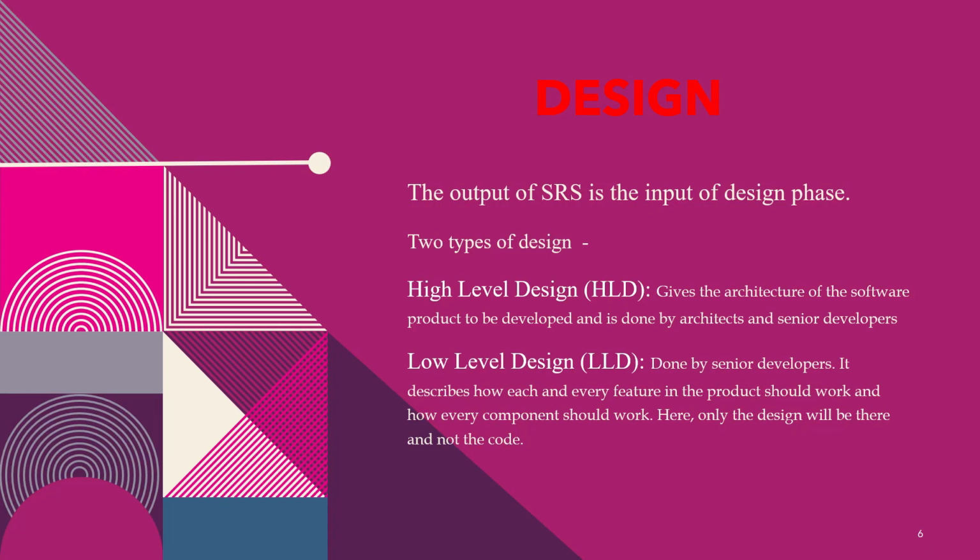Design. There are two types of design. One is high level design, second is low level design. High level design gives the architecture of the software product to be developed and is done by architects and senior developers. Low level design is done by the developers. It describes how each and every feature in the product should work and how every component should work. Here only the design will be there, not the code.